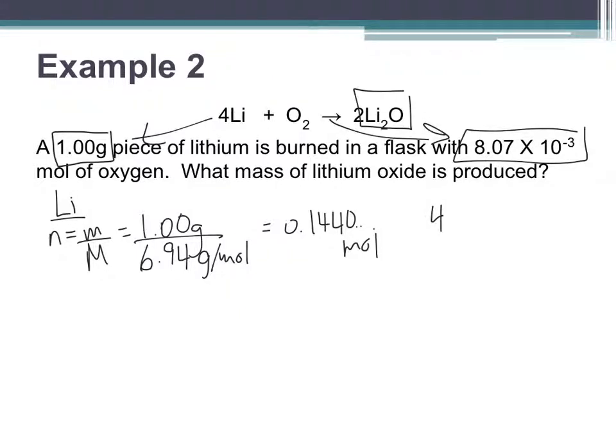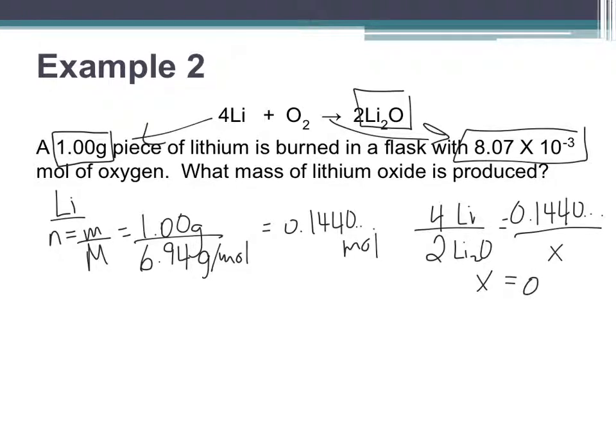So we know 4 moles of lithium gives us 2 moles of lithium oxide. We calculated how many moles of lithium we've got, and we want to find the moles of lithium oxide. So doing this would give us 0.07204 moles of lithium oxide.